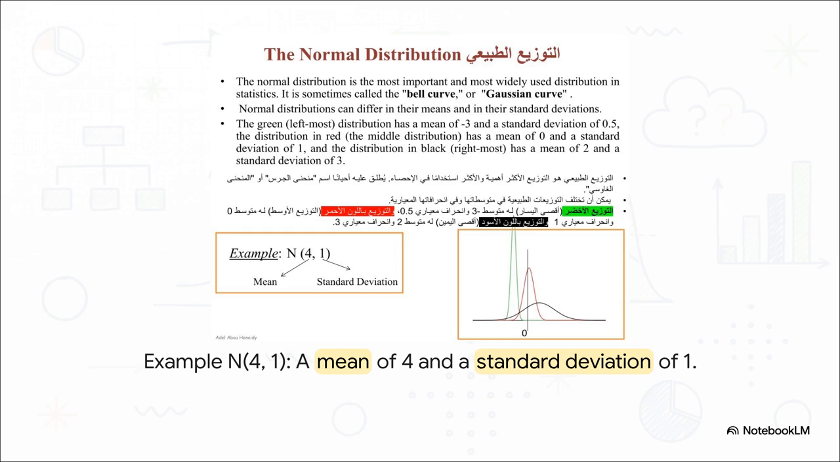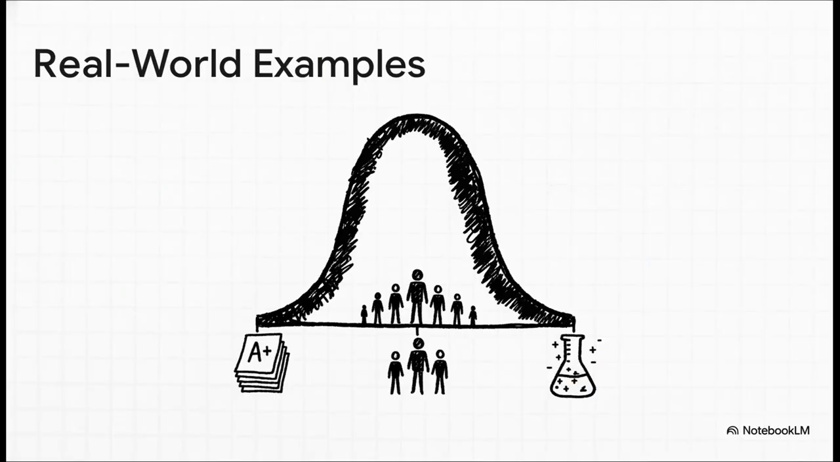A small one, like that sharp green curve, means your data is all clustered tightly around the average. A big one, like that wide black curve, means everything's much more spread out. The amazing part is, just by changing those two numbers, we can model all sorts of different scenarios. And hey, this isn't just some abstract theory. Think about it for a sec. Test scores in a huge class, the heights of people in a country, even tiny errors in scientific measurements, they all tend to follow this beautiful bell shape. It really is everywhere you look.